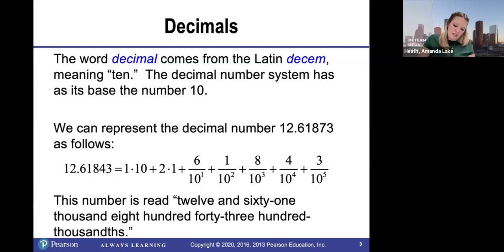We could also read this number as 12 and 6 tenths, 1 hundredth, 8 thousandths, 4 ten thousandths, 3 hundred thousandths.